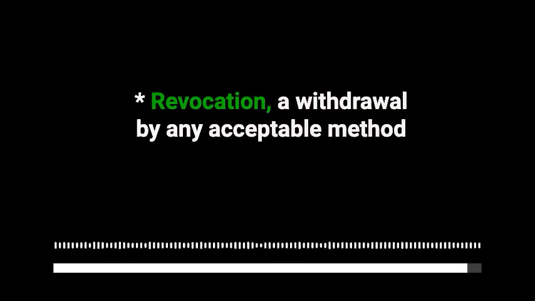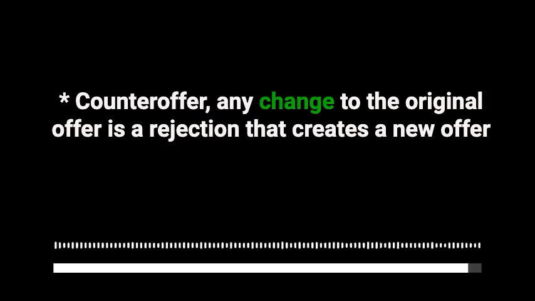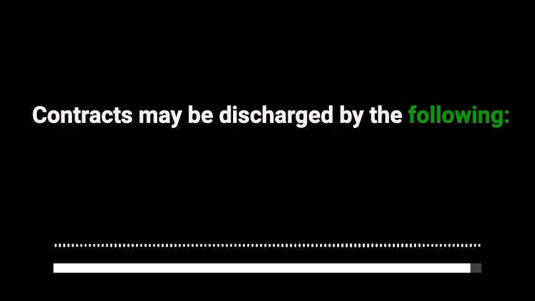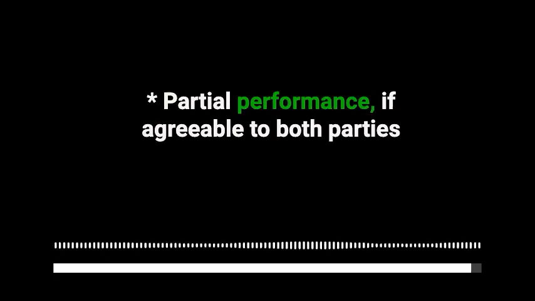Offers may be terminated by the following: revocation, a withdrawal by any acceptable method. Counteroffer, any change to the original offer is a rejection that creates a new offer. The Parole Evidence Rule dictates that verbal agreements cannot override the written contract terms. Contracts may be discharged by the following: performance, which completes the contract terms. Partial performance, if agreeable to both parties. Substantial performance, depending on circumstances.